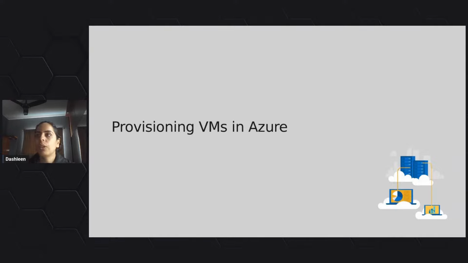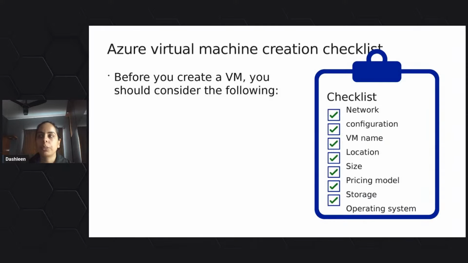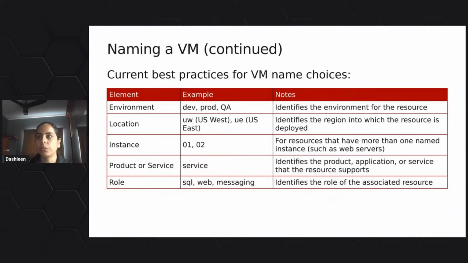So we all know that we can provision virtual machines in Azure. We just need network configurations, VM name, where we want to provision the VMs, the location of the VMs, the size. I'm going to explain the pricing model and how to choose the storage and the operating systems while you provision the virtual machines.